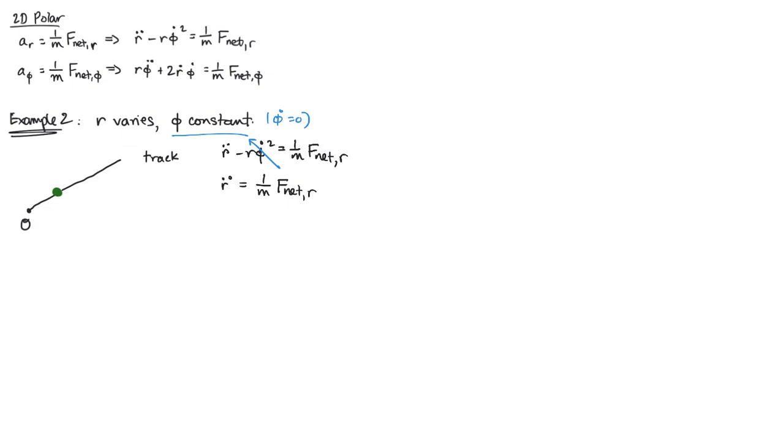But that looks a whole lot like x double dot is equal to 1 over m times the net force in the x direction. And indeed, in the limiting case where the angle doesn't change, and r is the only thing that can vary, that is rectilinear motion. So you'd expect the form of Newton's second law in polar coordinates to look identical to what it does in Cartesian coordinates. So we don't have much more to say about that problem. But let's move on to a third example.